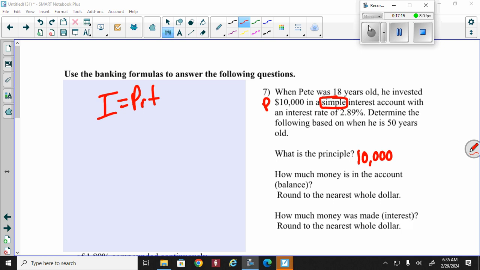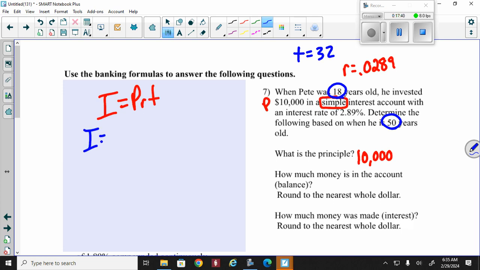All right. The R is going to be 0.0289. Some of you guys were asking me yesterday or at the quiz, do I always move the decimal? The answer is yes. Now, our T, if you notice, the problem started when he was 18 years old, and it's going to end when he's 50 years old. So a simple subtraction problem, that's 32 years.